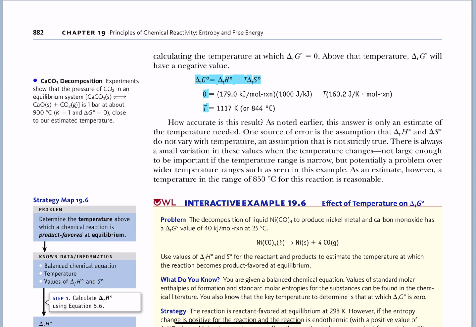Now, just a reminder, notice that delta H is almost always in terms of kilojoules, and your entropy is almost always in terms of joules. That is why you need a conversion factor. You're either going to multiply the heat by 1,000 to convert the kilojoules into joules, or on the other side, the right side, the entropy, you're going to divide the joules per Kelvin by 1,000 to get kilojoules per Kelvin. Don't forget that. That's a common mistake.